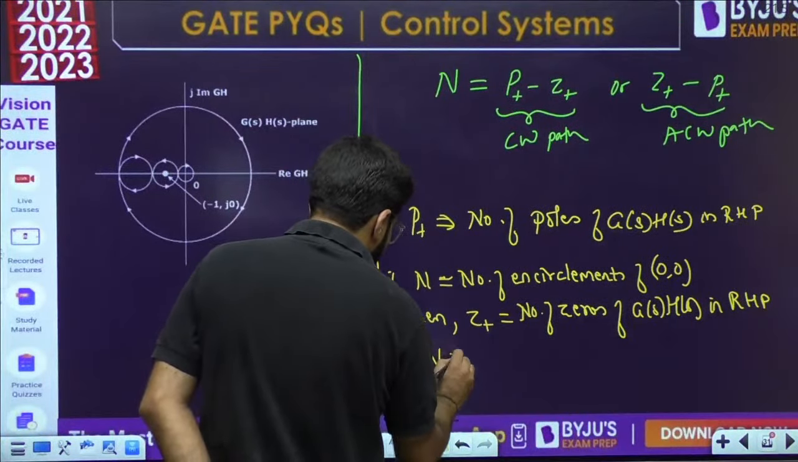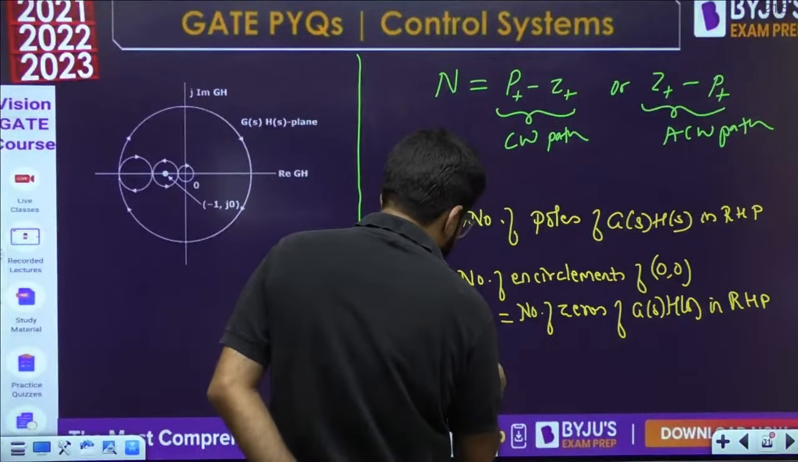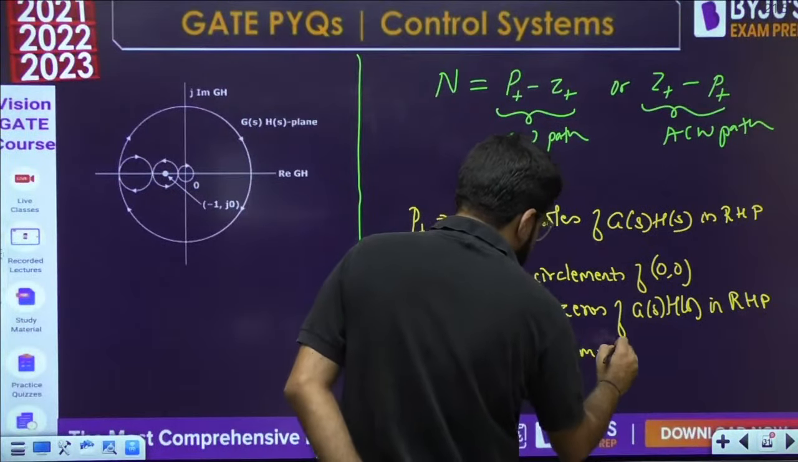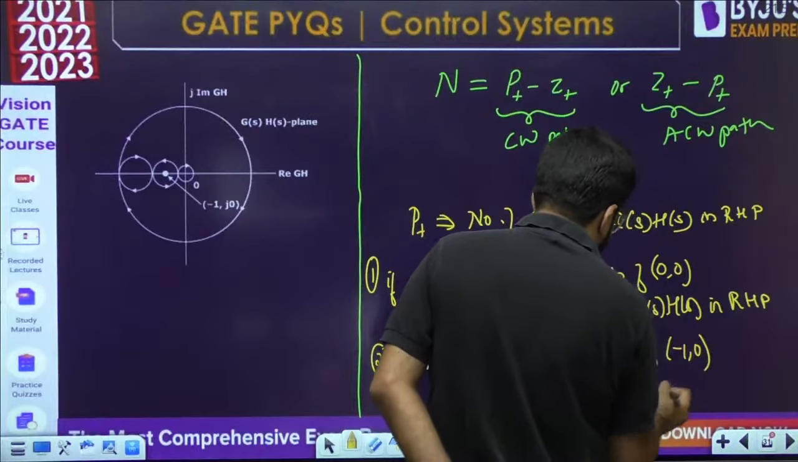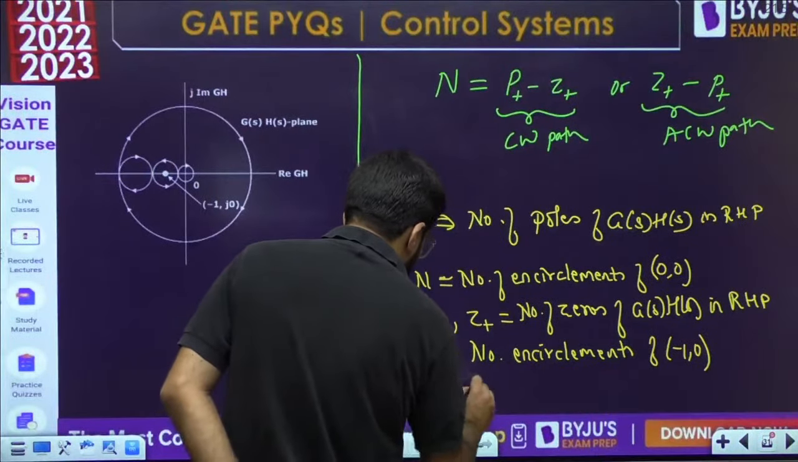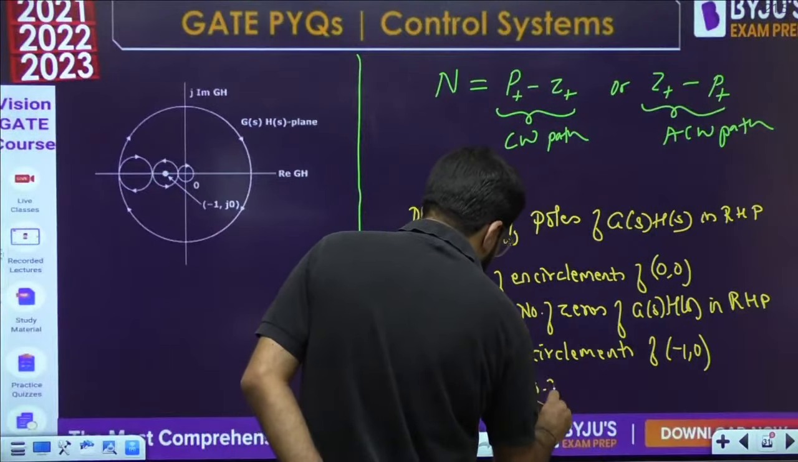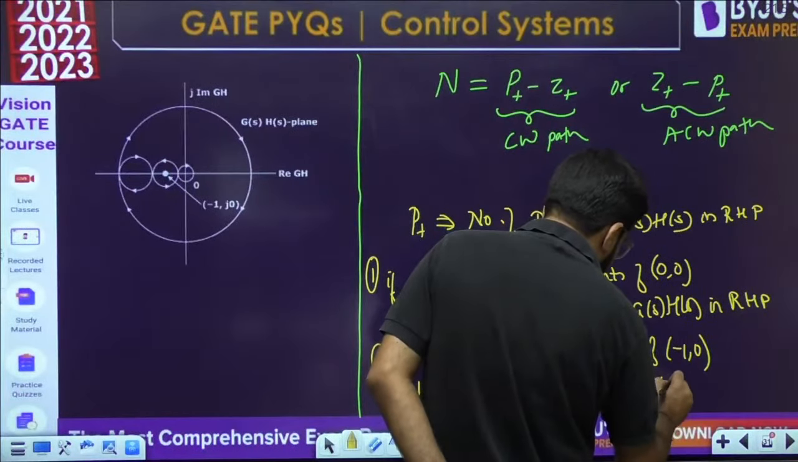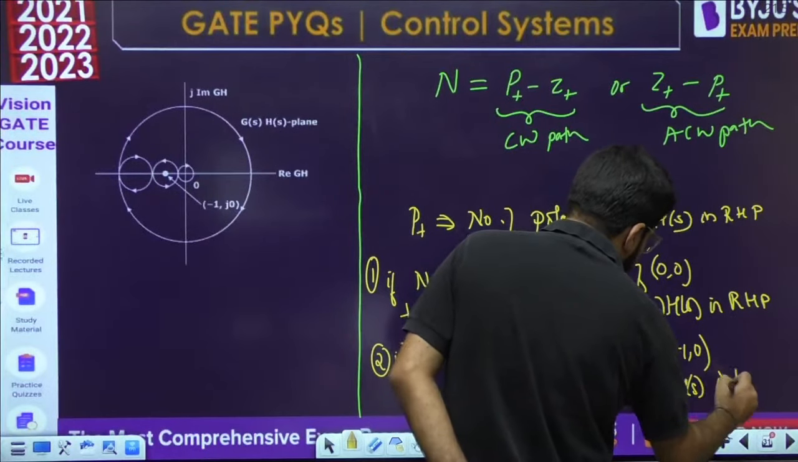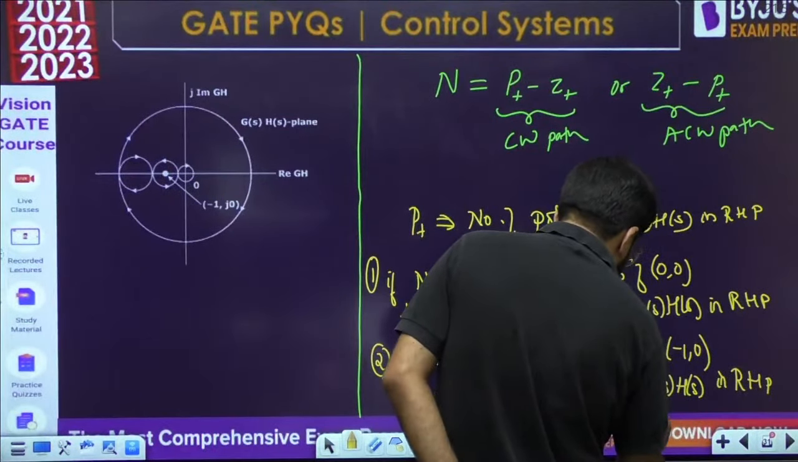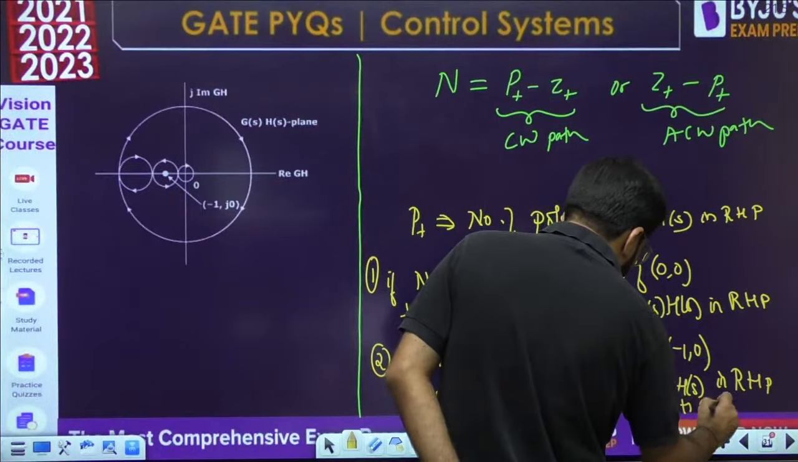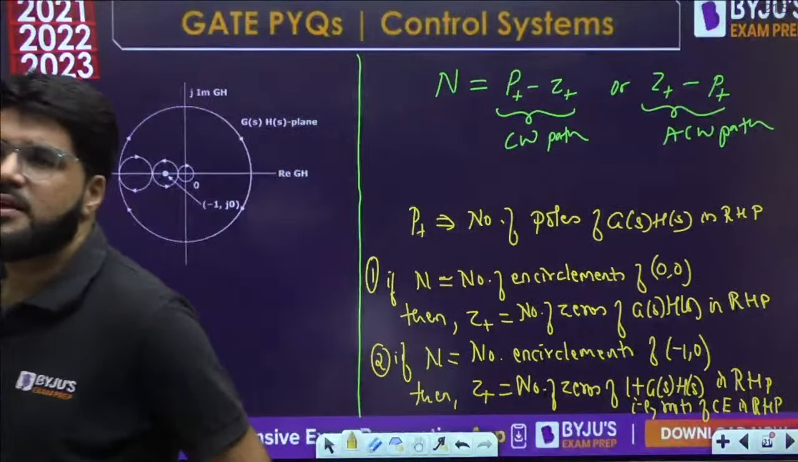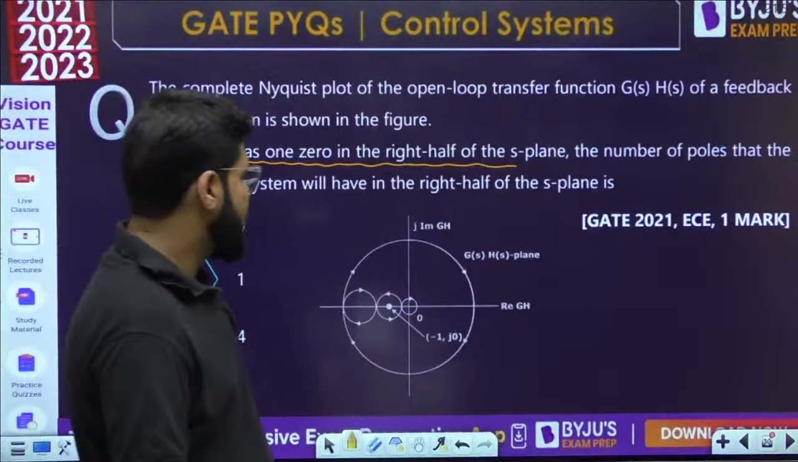But if you take N, which is equal to number of encirclements of the shifted origin, critical point, number of encirclements of -1, 0, then Z plus is equal to number of zeros of 1 plus G(s)H(s) in RHP. Zeros of 1 plus G(s)H(s) means you can also say roots of characteristic equation in RHP. Okay? That is what is the case.